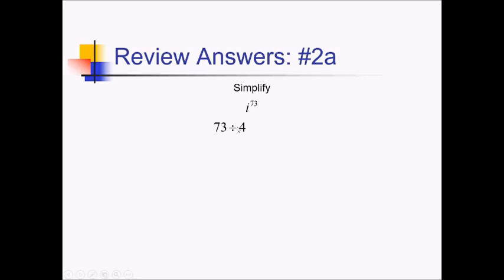So 73 divided by 4, remainder is going to be 1 because 4 goes into 72 equally, so there's 1 left over. So that means that I can rewrite i to the 73rd as whatever this remainder is, i to the 1 in this case. And then we just have to know what i to certain powers, either 0, 1, 2, or 3 is. In this case, i to the 1 is just i.